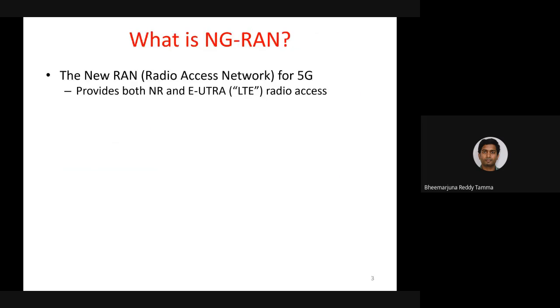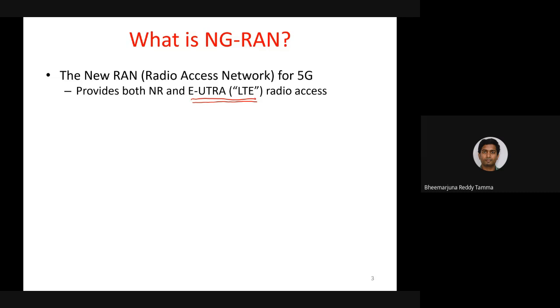So what is NG-RAN? I think I was telling you about this even earlier. It's a new RAN defined by 3GPP, providing both NR radio access and also LTE radio access. Here I'm talking about LTE in the sense of next generation LTE, which can also provide higher data rates and take care of some of the use cases similar to the way NR can. So 3GPP is looking at two different radio accesses: one based on 4G and the other based on new radio, as part of NG-RAN.